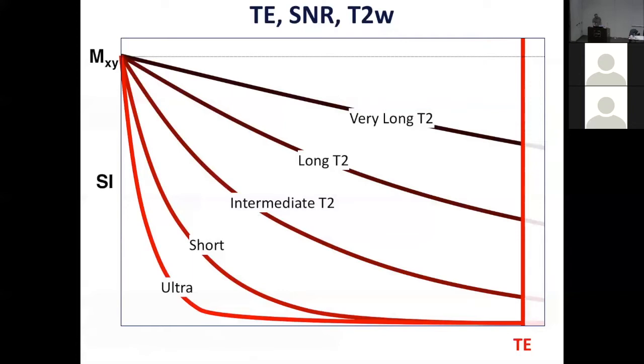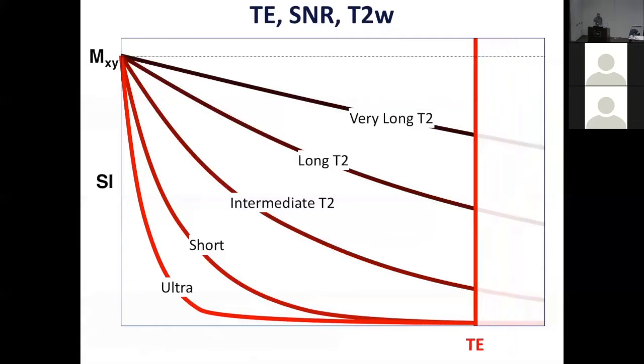With a long TE, we're able to separate some tissues from each other, but notice that we can't separate all tissues, right? The tissue with short T2 and the tissue with ultra short T2 look identical with a very long TE. Both of them have zero signal. So let's see what happens when we decrease the TE.